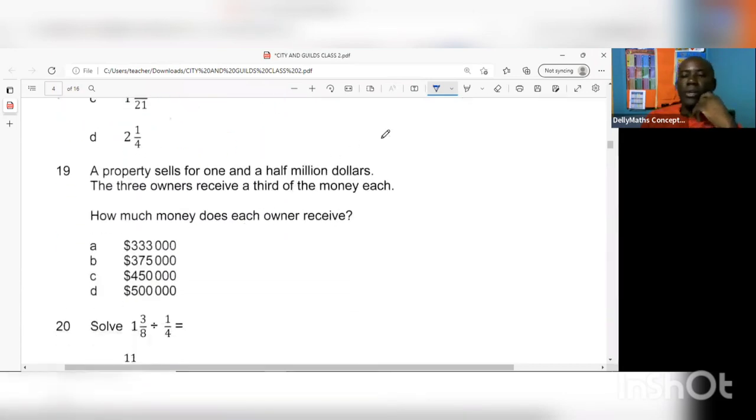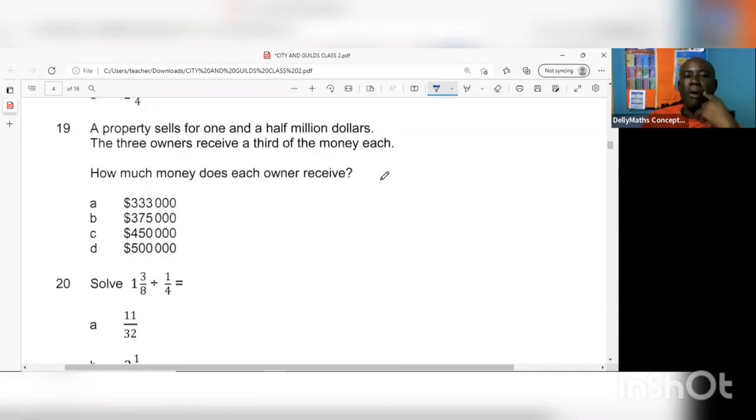All right, so we're looking at a property that sells for $1.5 million. So this is $1,500,000 right there. 3 owners receive 1/3 of the money each. How much money does each receive?